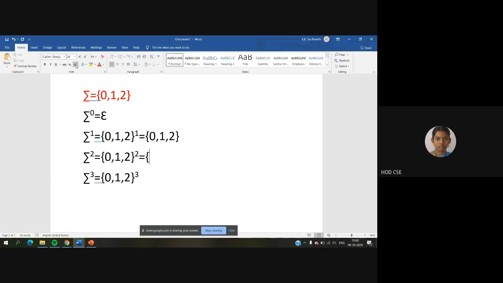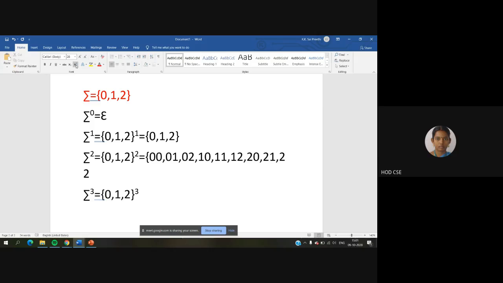Anyone? Length 2. The string length is 2, but they are in the combination of 0, 1, 2. What are they? I can write 00, 01, 02. Then 10, 11, 12, 20, 21, 22. The 9 strings come.